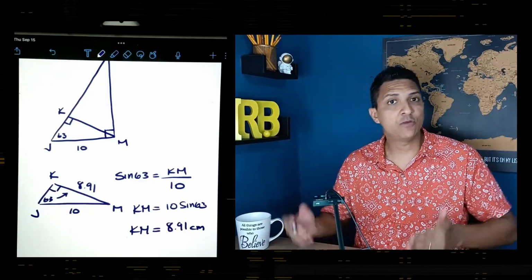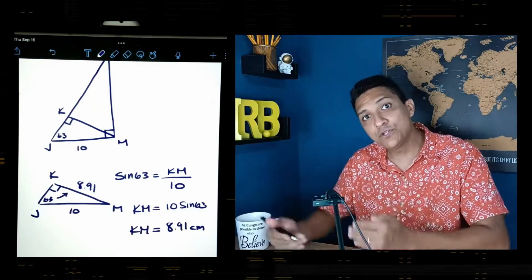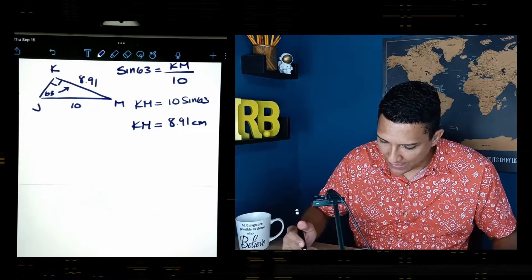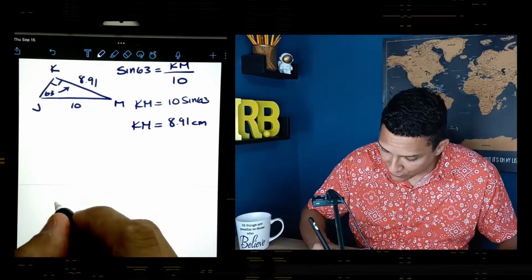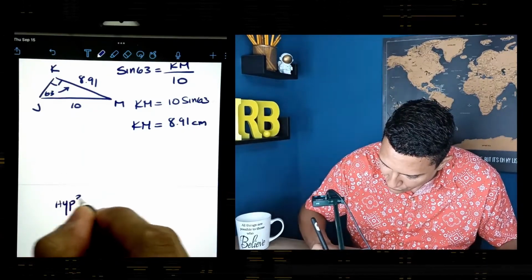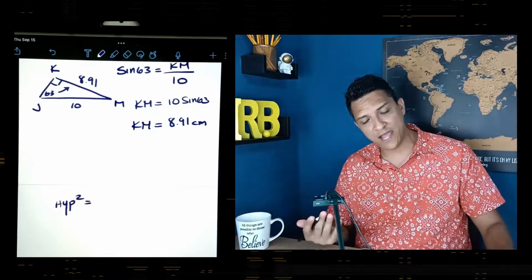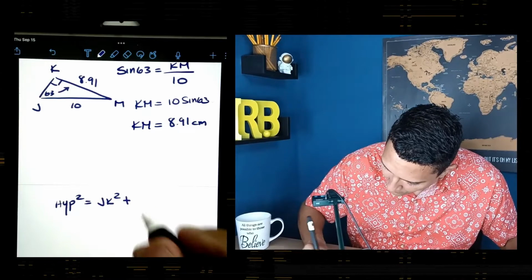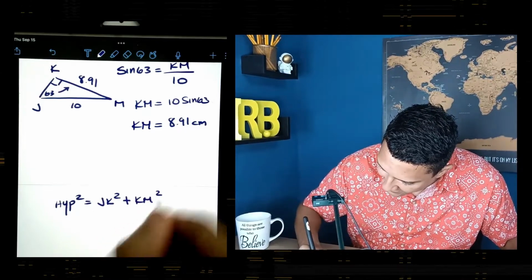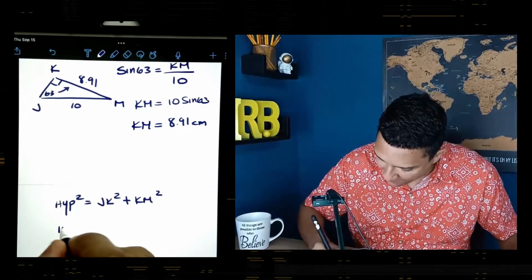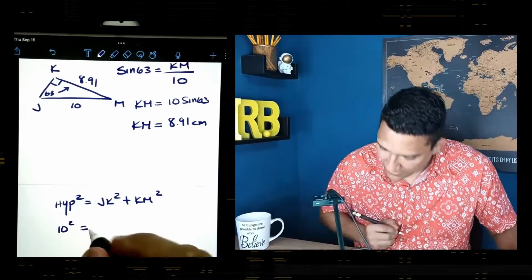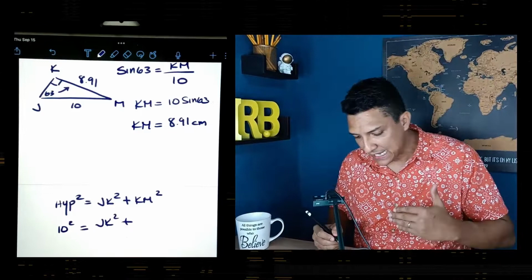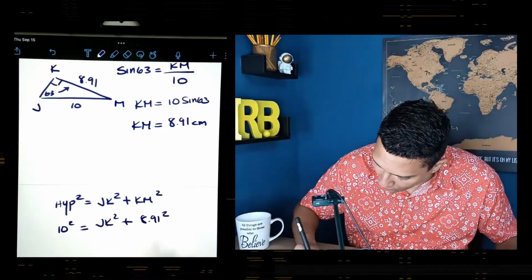And Pythagoras theorem is a tool that I can apply to right triangles. Okay, so the Pythagoras theorem states that the hypotenuse to the second power, so the square of the hypotenuse, equals the square of the side JK plus the square of the side KM. Okay, I have the hypotenuse, which is 10, and I'm looking for JK, and KM is given, so 8.91.